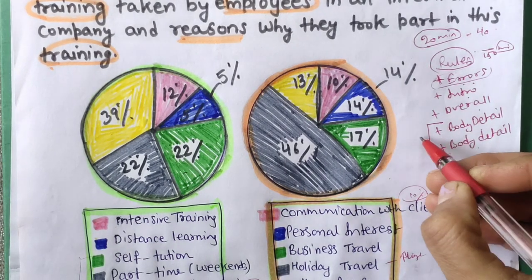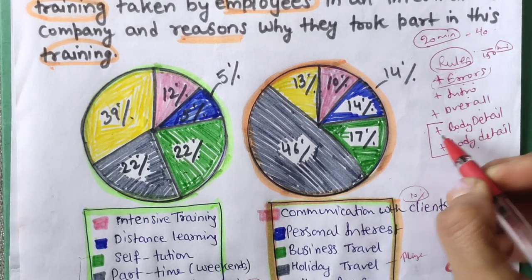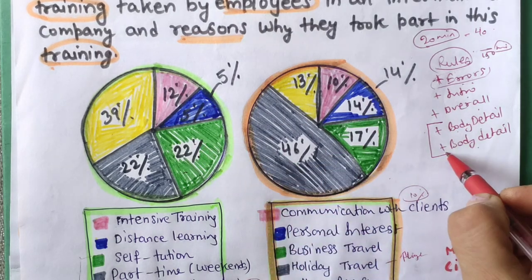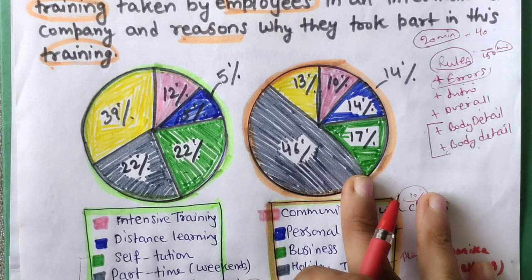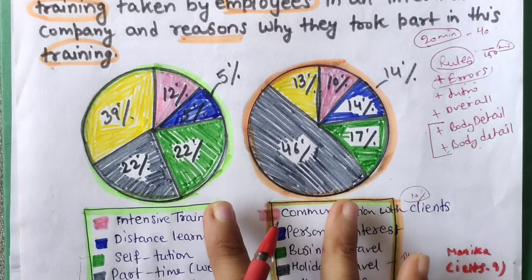Here in one body detail you can talk about this category, and in the last body detail you can talk about this category. Got it? Or you can combine the information.